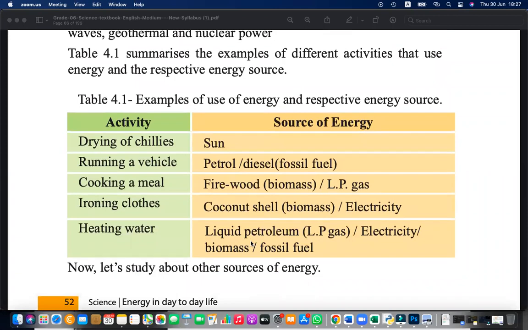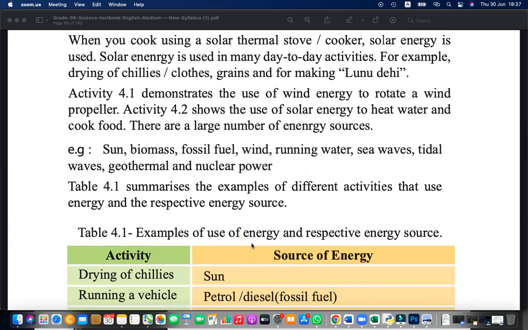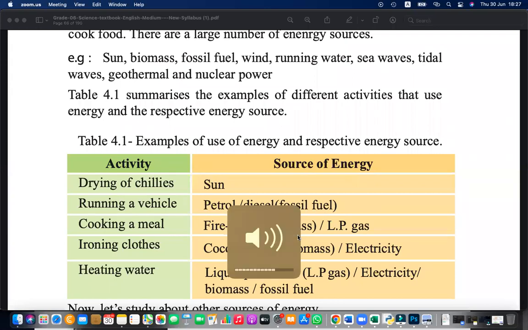Basically what we do with sunlight is drying chilies, making lime pickle, drying vegetables, and drying clothes. Running vehicles, we basically use fossil fuel. Cooking, we can use biomass, firewood or liquid petroleum gas. But again we have an issue: liquid petroleum gas is rare in the country. So what else can you use for cooking meals?